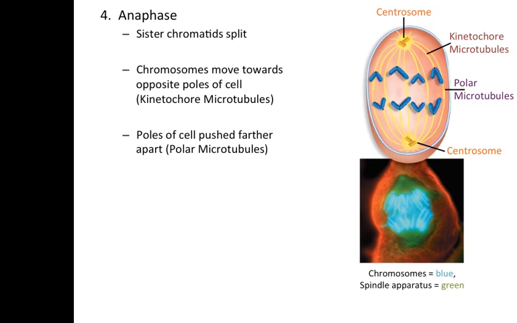The newly independent chromosomes move towards the opposite poles of the cell due to the shortening of the kinetochore microtubules, which are disassembled at the microtubule plus end associated with the kinetochore. In addition, motor proteins associated with the overlapping polar microtubules push the two poles of the cell further apart. Anaphase is completed when each set of chromosomes has reached the opposite poles of the cell.